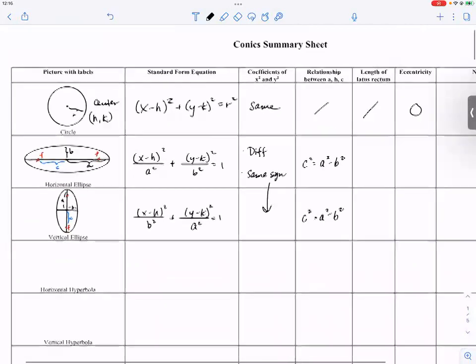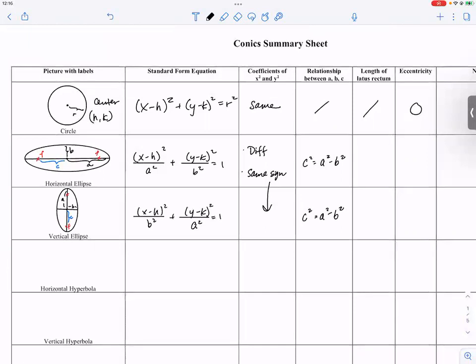How do we calculate the length of latus rectum? 2b squared over a. Right, majority of people know it. I want all people to know it. I want everyone to come in here Monday. It's easy. It's 2b squared over a. How do you calculate eccentricity? C over a.